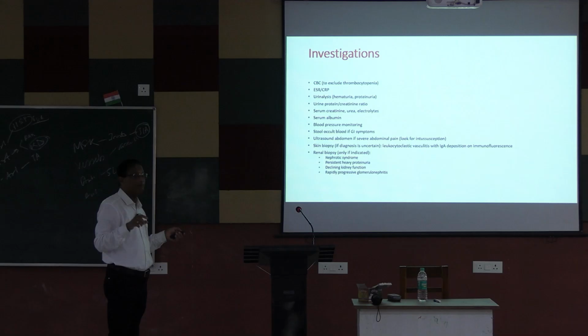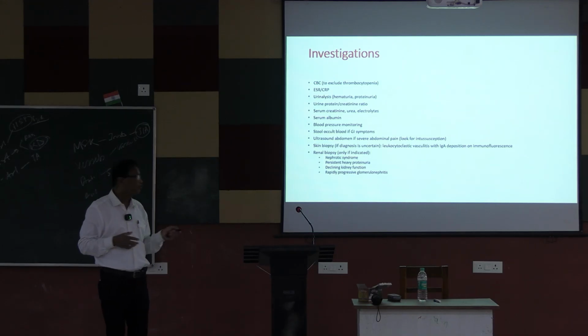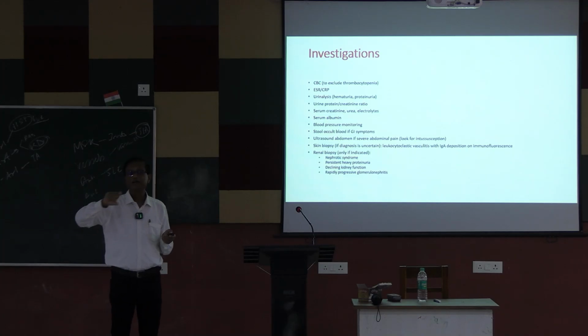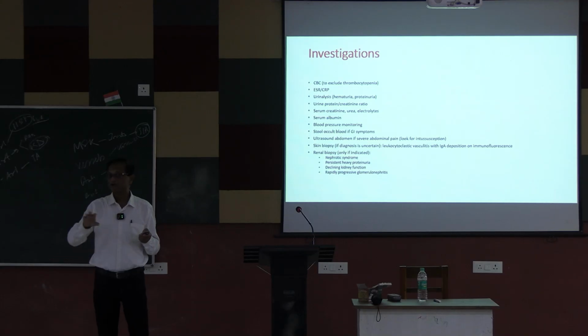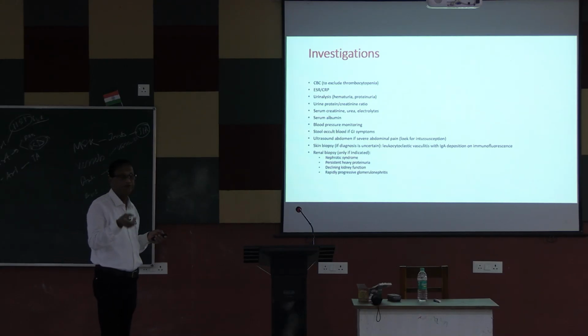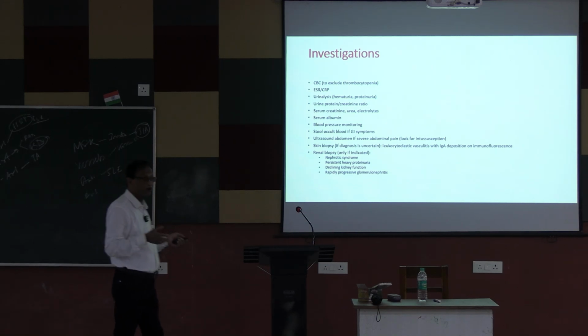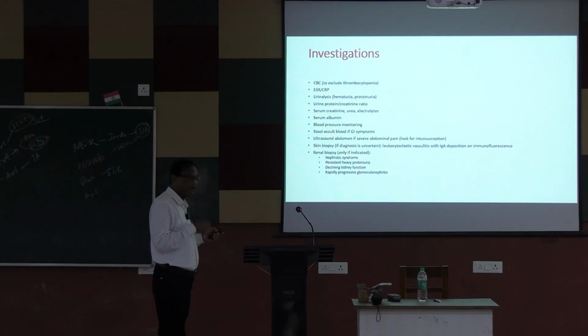Ultrasound abdomen, if the patient is complaining of severe abdominal pain, to rule out intussusception. In intussusception, you will get a target sign on ultrasound, which tells you that the patient is going to develop intussusception. Before the development of intussusception, if you treat with corticosteroid, you can reverse it. Otherwise, you will have to do surgery. So you will have to pick it up early in abdominal pain, and with the help of ultrasound you can do that. Renal biopsy is not required when there is renal involvement.